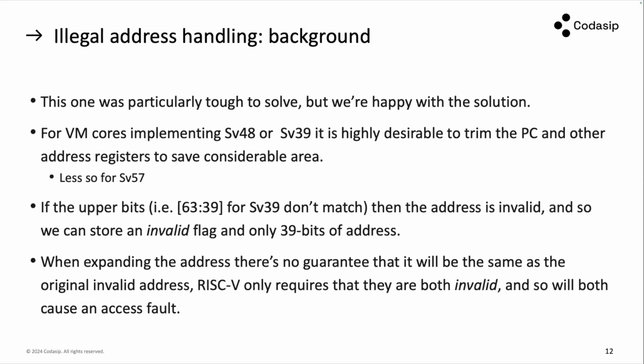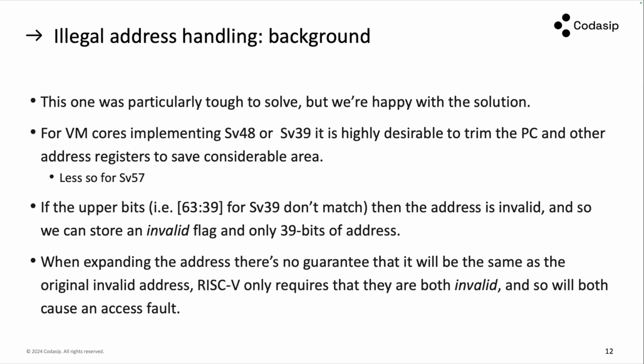Illegal address handling was actually the hardest of all, I think, of all the things we've had to put up with. So the problem is that if you're implementing 39 or 48 bits virtual memory in RISC-V, all the upper bits must match with the address, and you don't have to store those upper bits. So you can choose for all your address registers, which obviously includes the PC, and the PC goes everywhere. You can choose not to store the upper bits, which saves considerable area.